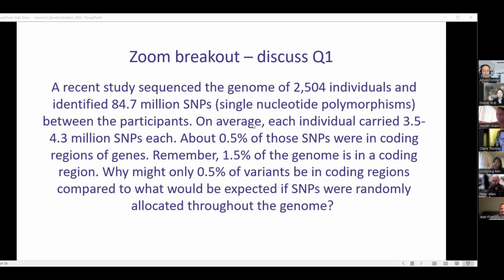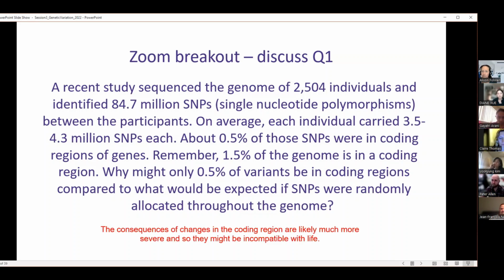So variance being incompatible with life, and preventing SNPs from propagating. So we can see that some of these variants that are either incompatible with life or incompatible with reproduction are not going to propagate through generations the same way that other variants might.